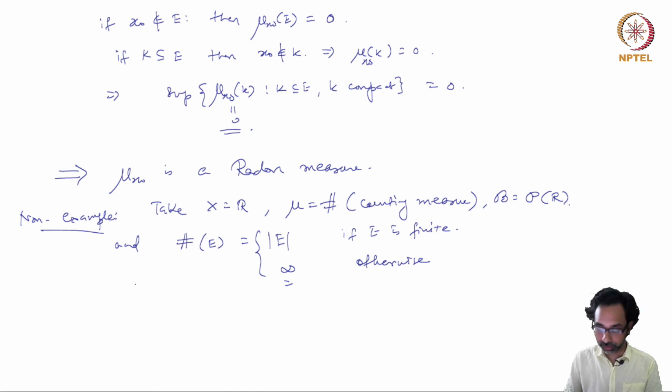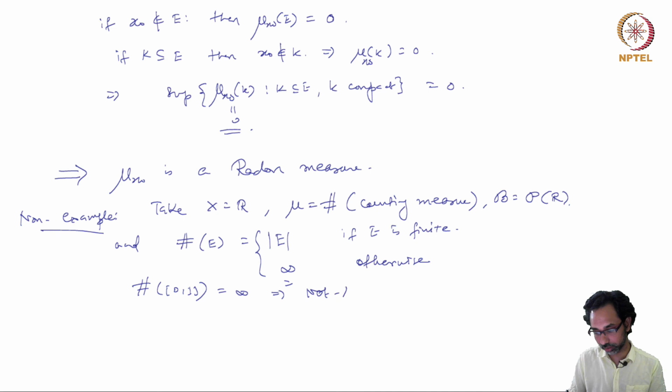So of course, if you have a compact set, let's say the interval [0,1], this is a compact subset of R, but this gives you a value infinity. So this means that it is not locally finite. Not locally finite implies that this is not a Radon measure.